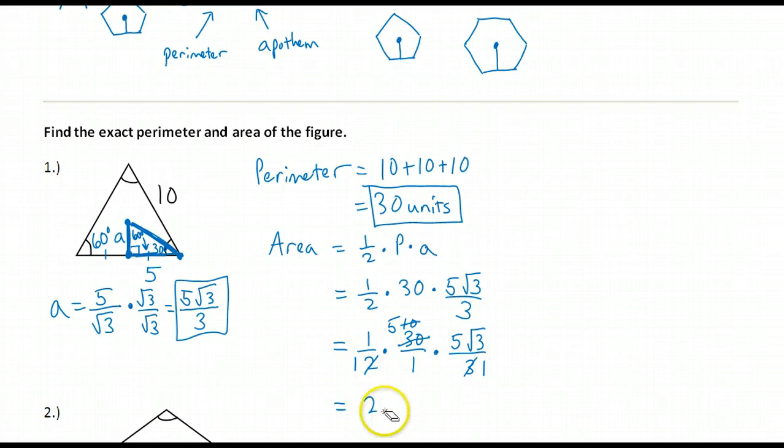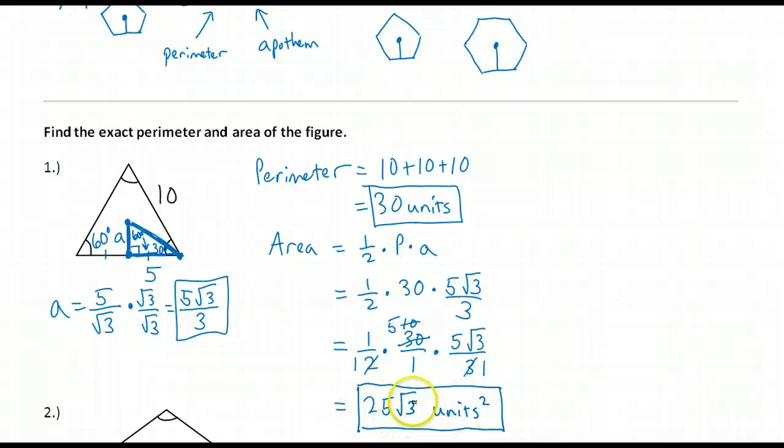25 square roots of 3. And in my denominator, I have 1 times 1 times 1, which is just 1. And anything divided by 1 is just that numerator, so I don't even need to write it in there. So my answer is 25 square roots of 3 units squared. If you look, this should be the same answer that we got in the first example in 11.2. We started with the same triangle, but we used a different formula to get the same answer.